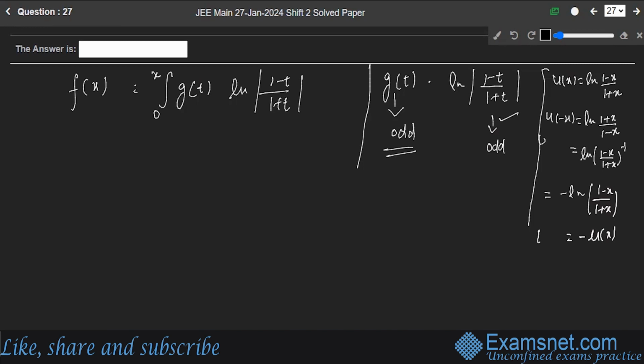Right? So u of minus x is equal to minus this. That makes this function also to be odd. So both of these functions, they are odd, right? Okay. Now this is also an odd function and this is an odd function. Both are odd functions. Let's do differentiating both sides.